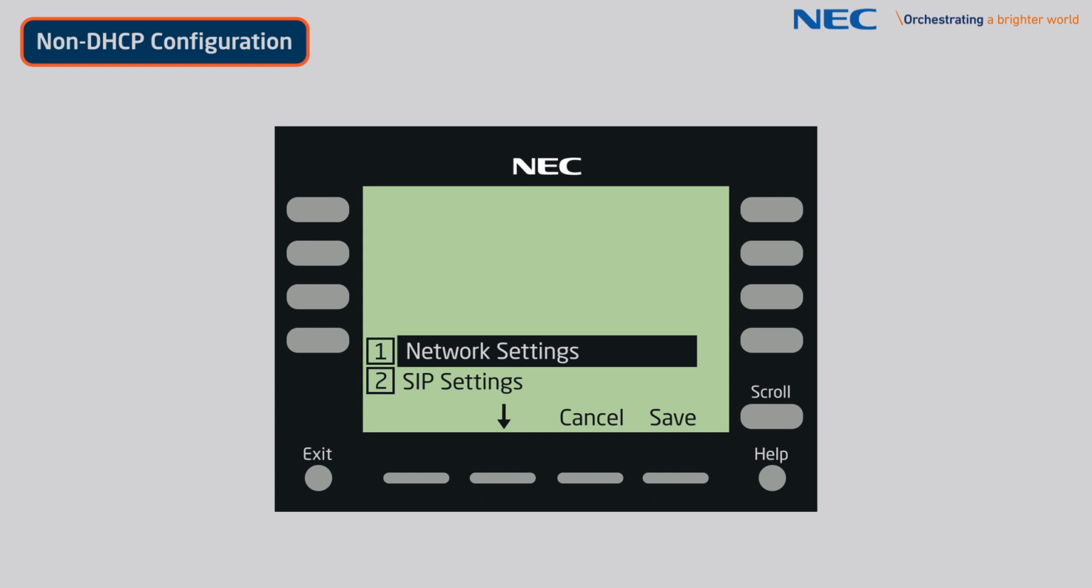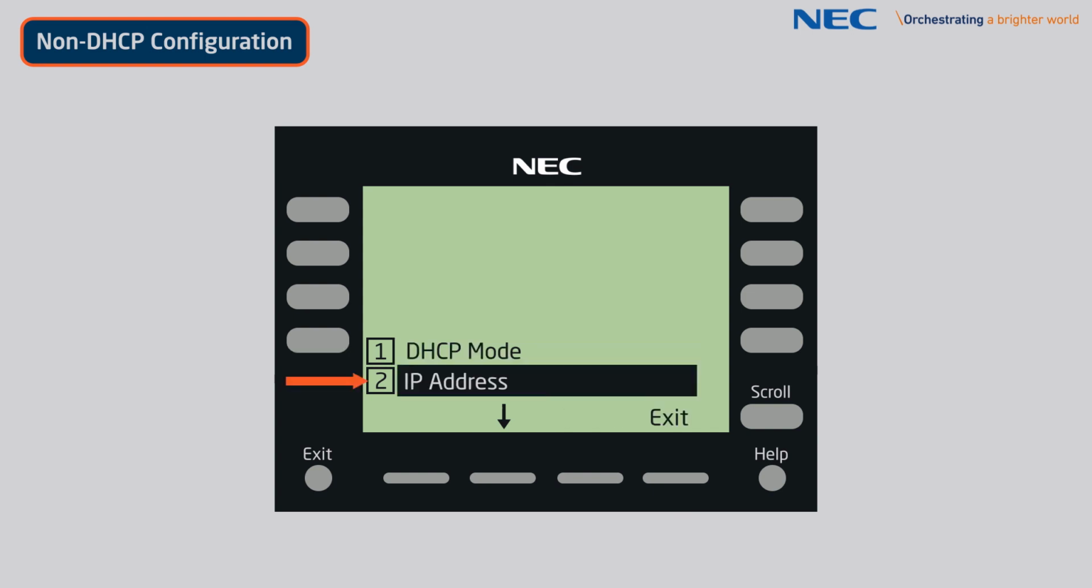If there is no DHCP server available on the customer LAN, then you will need to disable DHCP mode and define the IP address of each IP terminal when registering. During the registration process, press 1 to select Network Settings. Press 1 to select DHCP mode. Press 1 to disable DHCP and press OK.